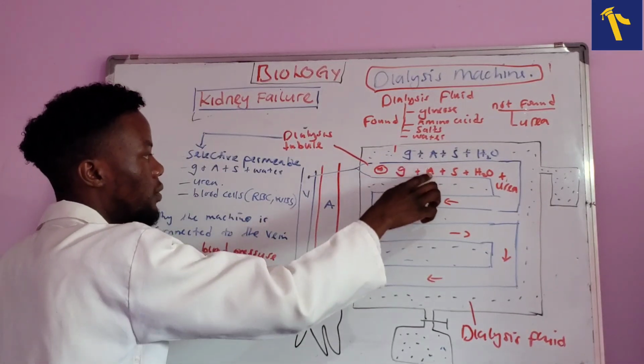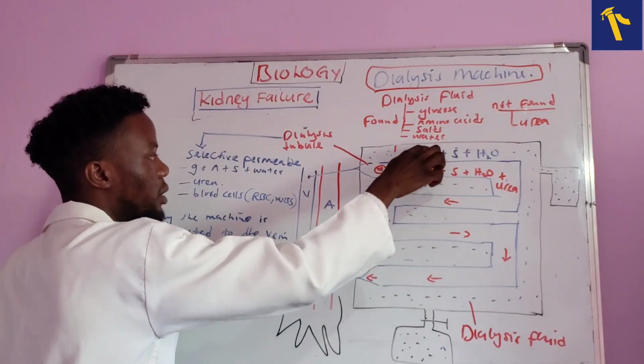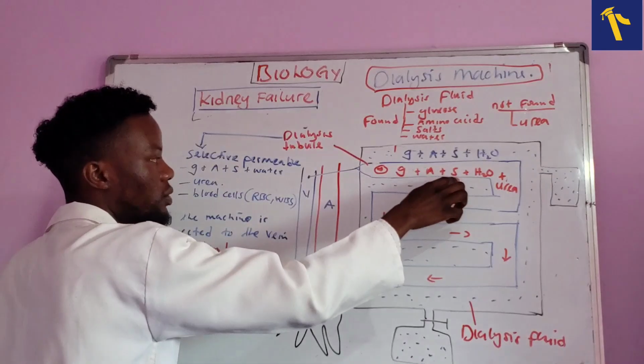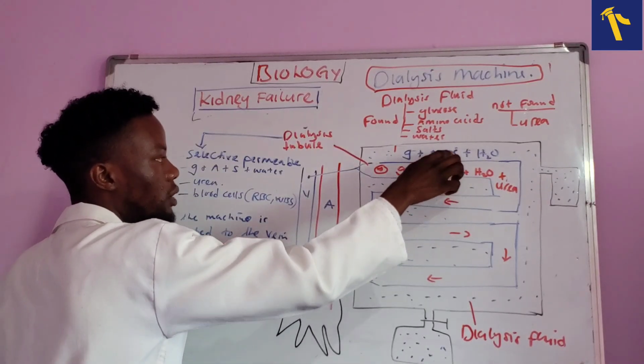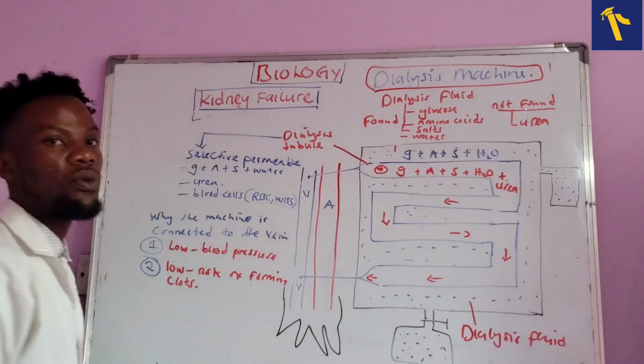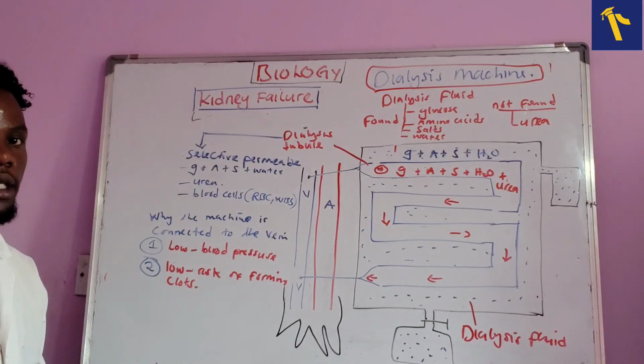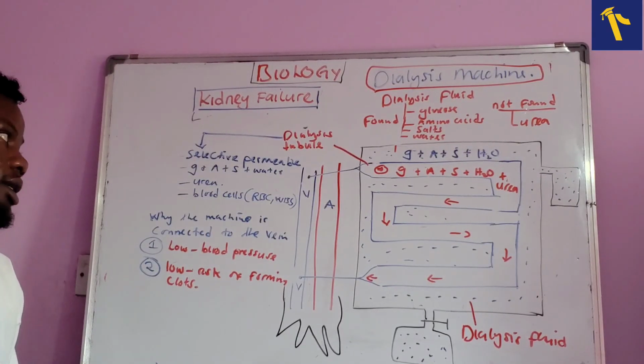The reason why you are able to find the glucose in both compartments is that we don't need glucose to go there. Because if glucose is here and glucose is here, there is no need for glucose to start coming out of the dialysis tube and go to the dialysis fluid, because there is an equal amount of glucose in both compartments. As well as the amino acid. If there is amino acid here and also amino acid there, amino acid can't go there. Also the same applies to salt. Salt also can't diffuse into the dialysis fluid. Why? Because there is an equal amount of salt in the dialysis fluid as well as in the dialysis tube.